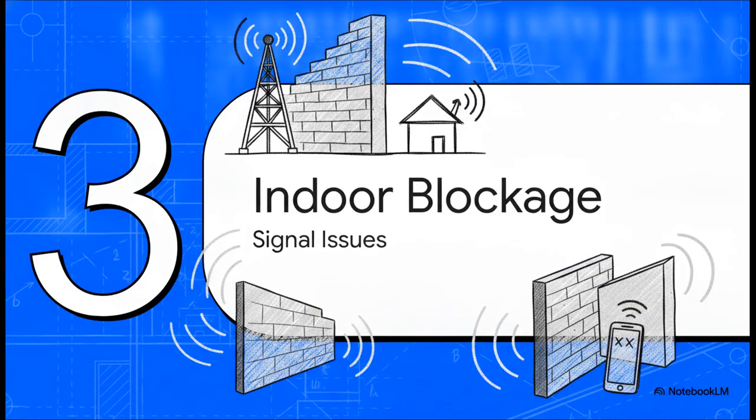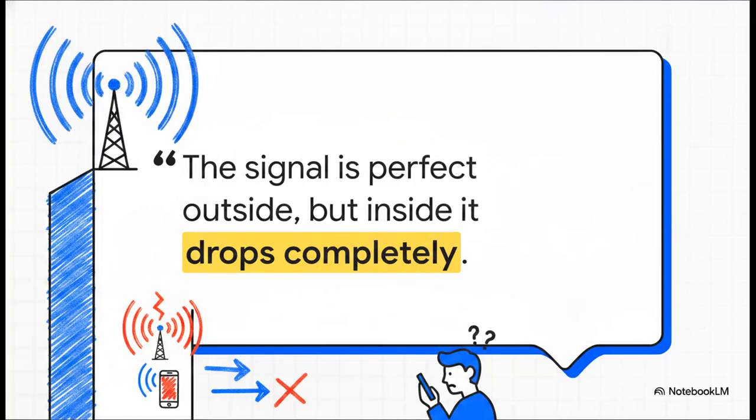Moving on to Section 3, overcoming indoor signal blockage. Now, what if the hardware is completely flawless, the SIM is pristine, but the connection still fails? You're definitely going to hear this classic line. The signal is perfect outside, but it completely drops in my basement. And this is incredibly frustrating for the user, mostly because they know a perfectly good network exists right outside their front door.